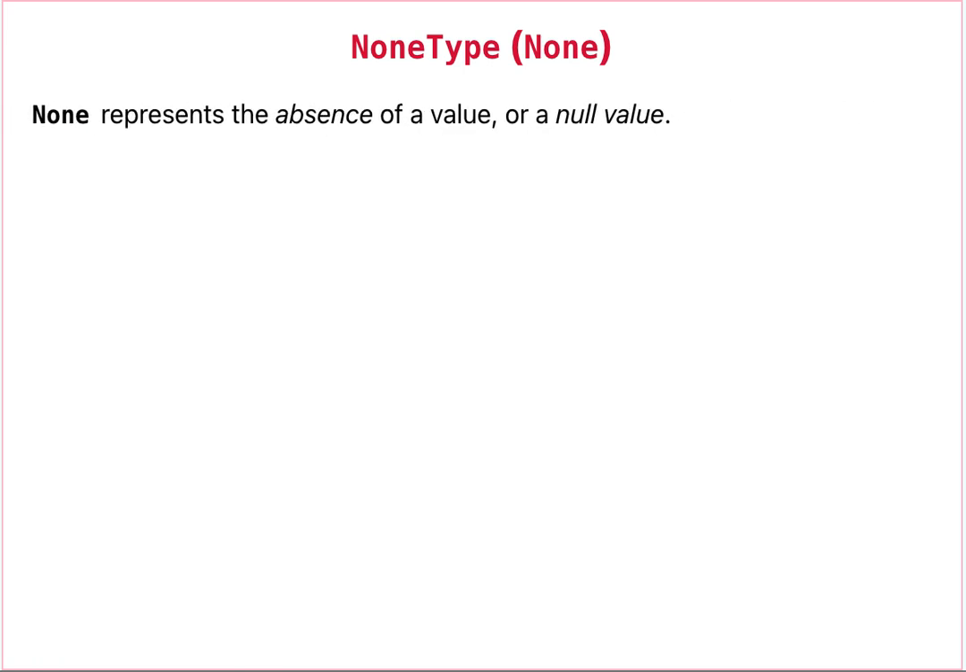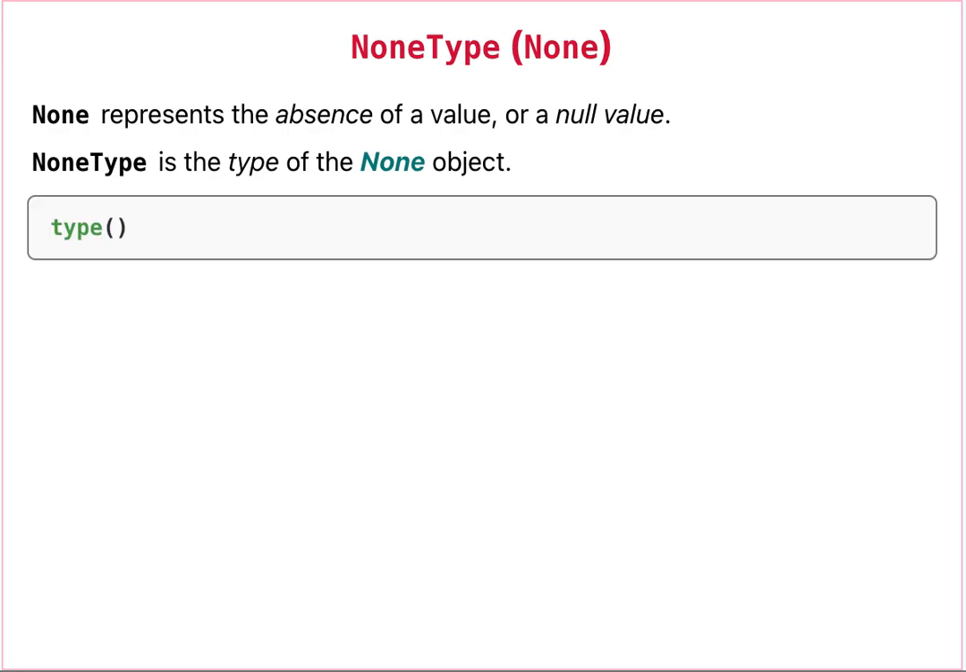Finally, let's have a look at the NoneType, which represents the type of the None value in Python. None is a special object in Python which represents the absence of a value or a null value. NoneType is the built-in type in Python for the None object. Note that None is the only value in Python whose type is NoneType. As you can expect, if we provide the None object to the type function, it would return NoneType as the data type of the provided value.